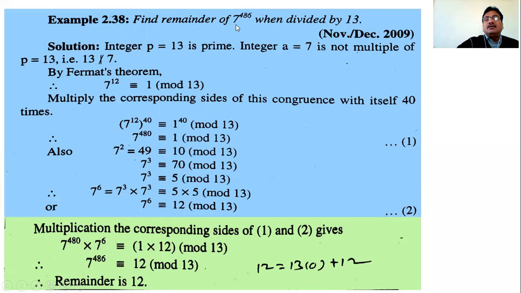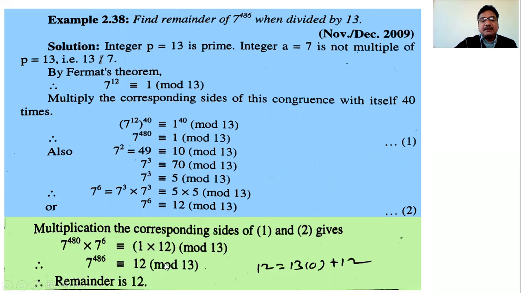And then what is the multiplication of these two? That is, 7 raised to 480 into 7 raised to 6 is 1 into 12 modulo 13, because we know that if A is congruent to B modulo N and C is congruent to D modulo N, then A into C is congruent to B into D modulo N by using that theorem. And so we have 7 raised to 486. Base same, therefore addition of powers.